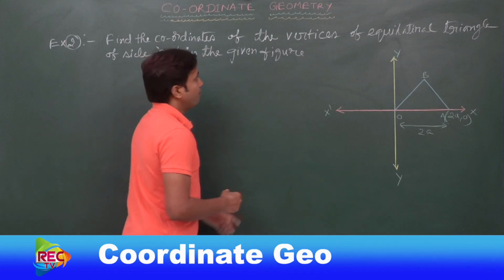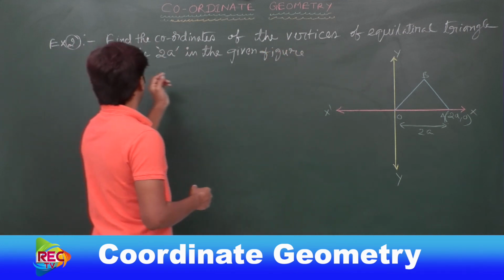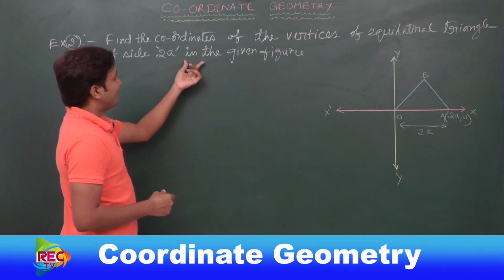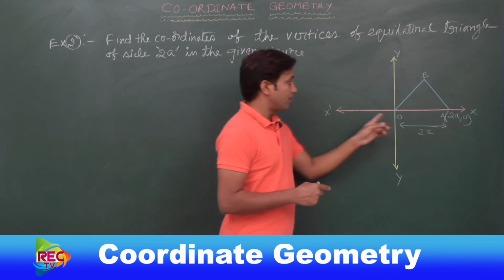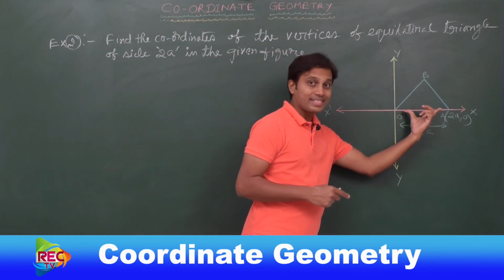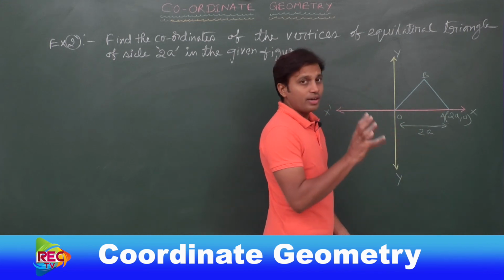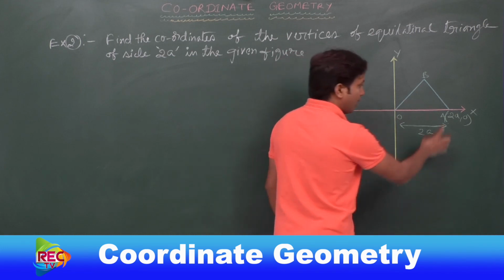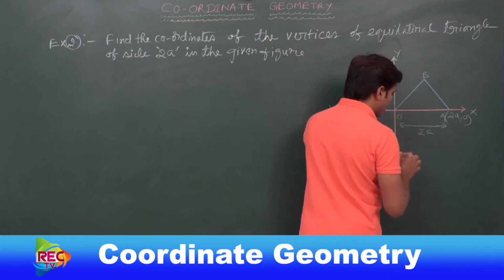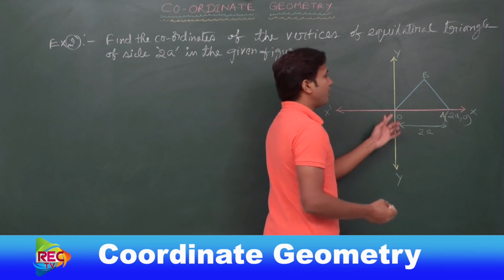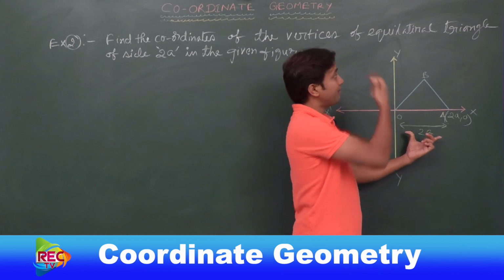See here, we have been given: find the coordinates of all the vertices of an equilateral triangle of side 2a in the given figure. They said that this triangle is an equilateral triangle which is formed on the coordinate axis, on the positive x-axis. So now we need to find the coordinate points of the vertices. Already one coordinate point is given, and they said this OA is a side, and the length of the side would be 2a. They had already given this in the problem.